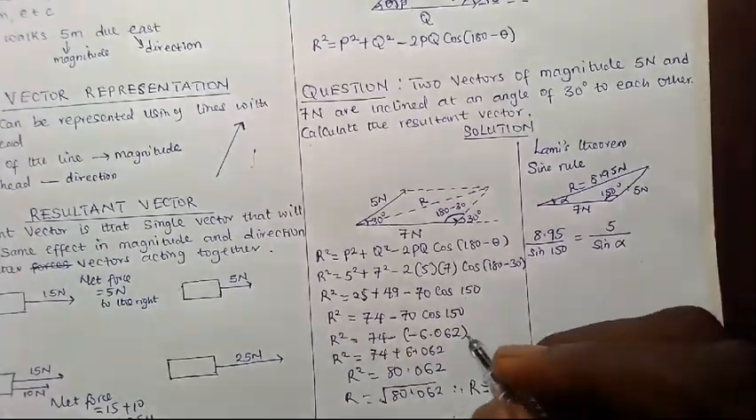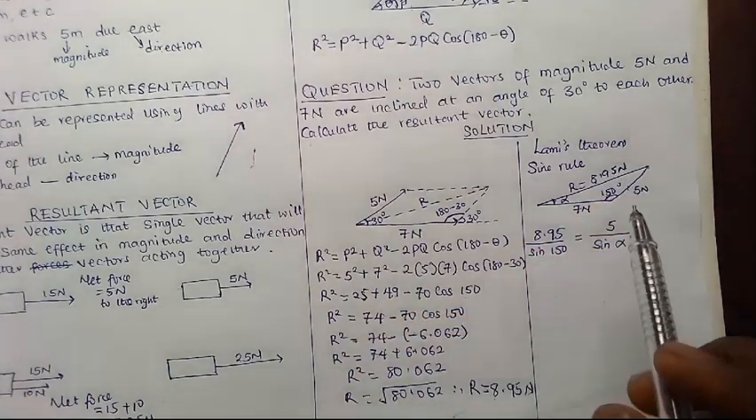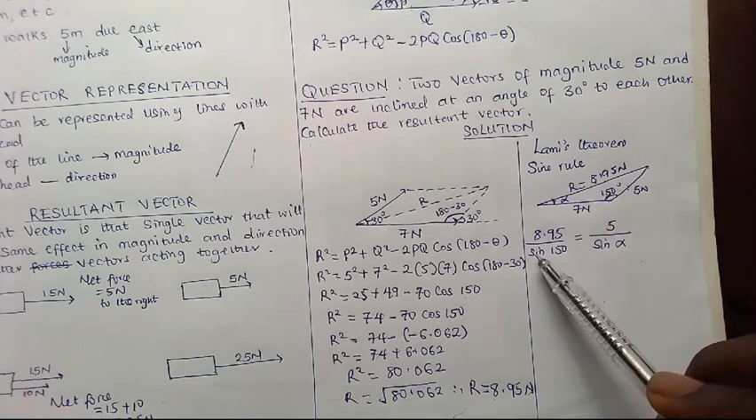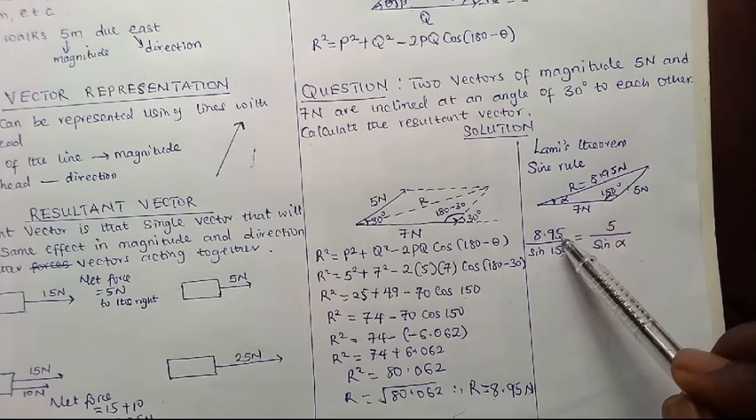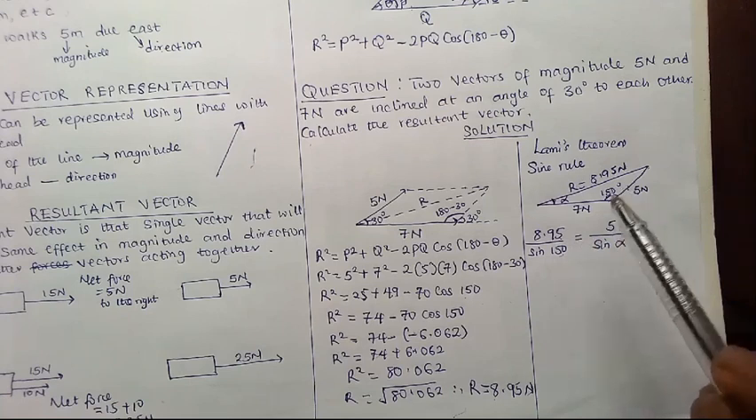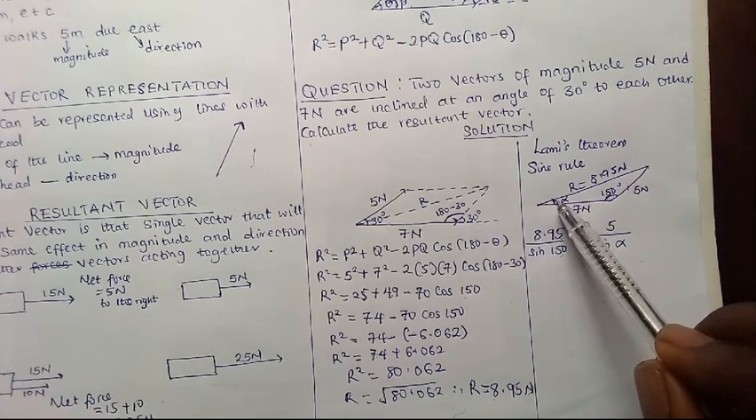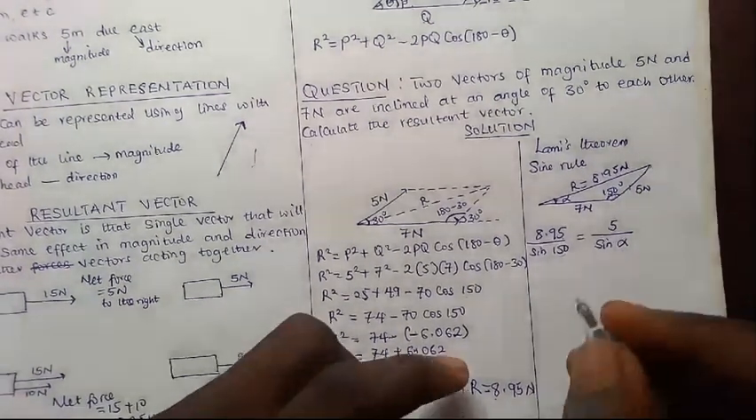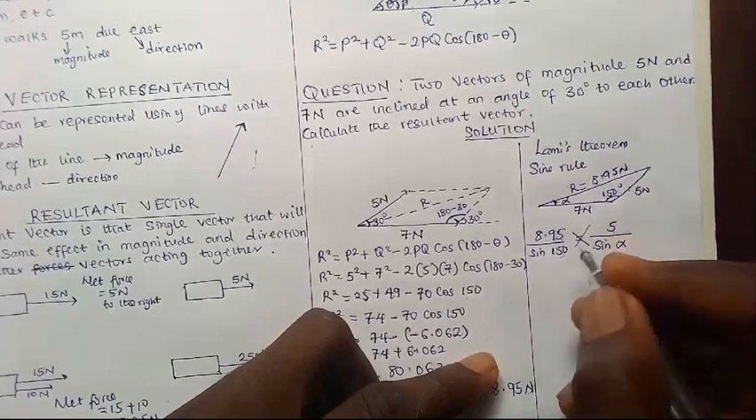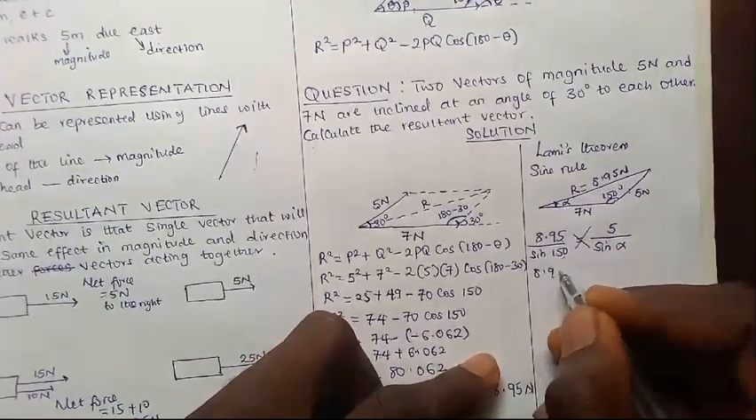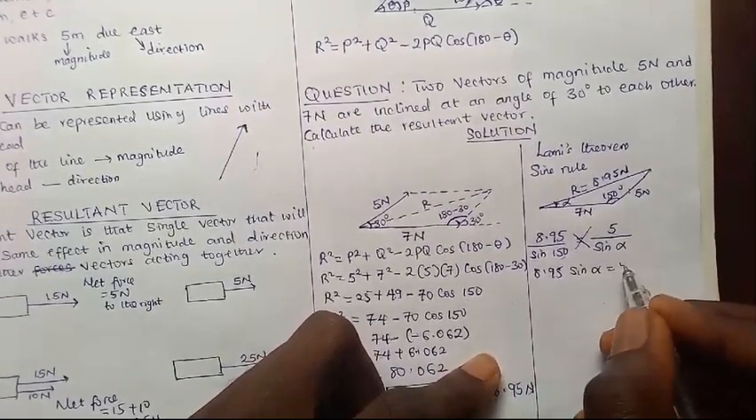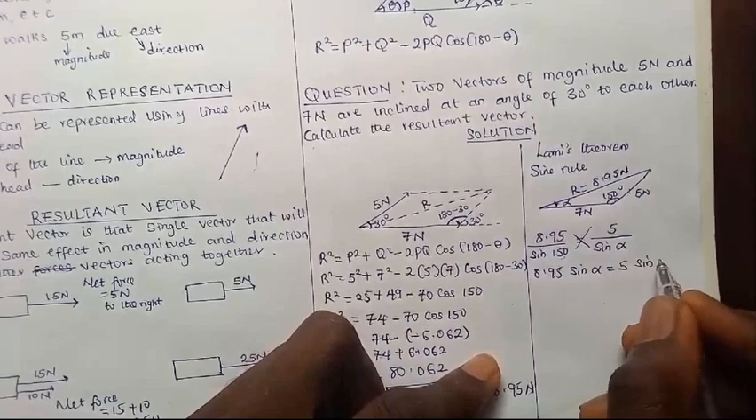I know this might be a little bit confusing. Now let me go again. The resultant, the angle facing the resultant is 150 degrees, so I have sine 150, then the side, which is 8.95, equal to the side facing this sine alpha, which is the direction, is 5 Newton, so I have 5 over sine alpha. So cross multiplying, we'll have that 8.95 times sine alpha equals 5 sine 150.